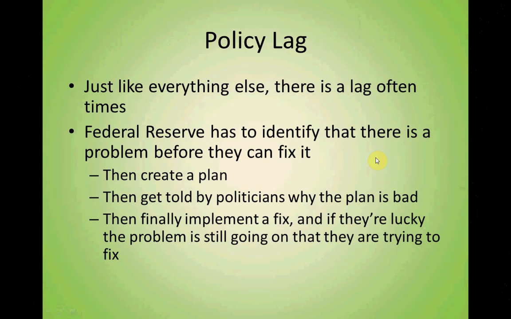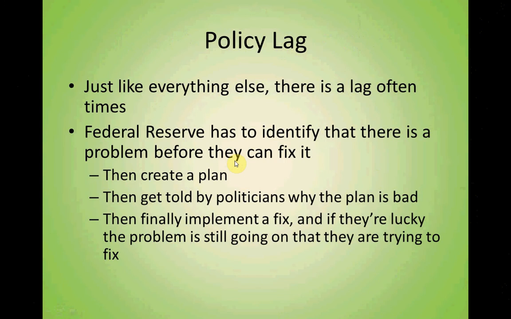That's a different case. Most of the time, in a normal business cycle, with booms and busts and recessionary and expansionary periods, you usually don't know exactly where you are on the graph, and we've already talked about that in earlier units. So just like everything else, there's usually a lag, a policy lag. The Federal Reserve first has to identify that there even is a problem before they can start talking about how to fix it and what they can do to fix it.